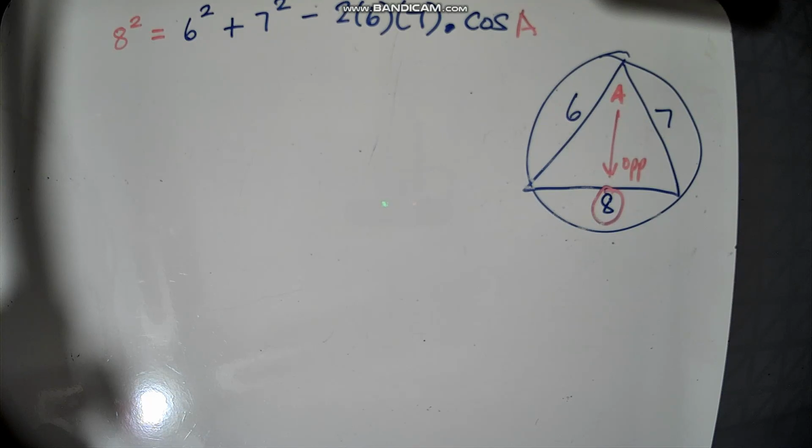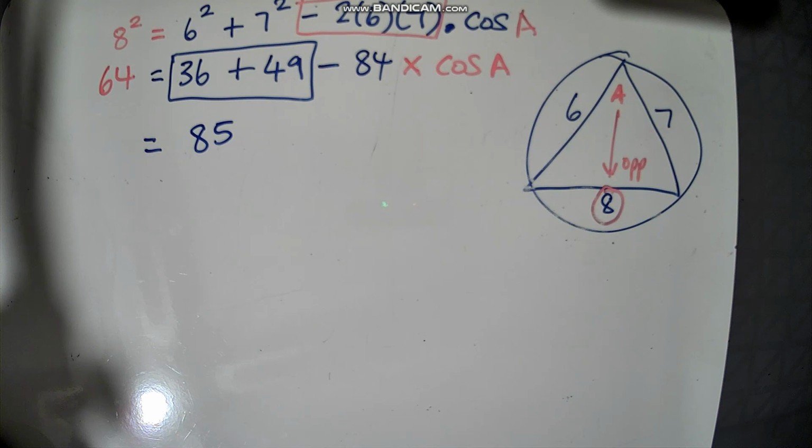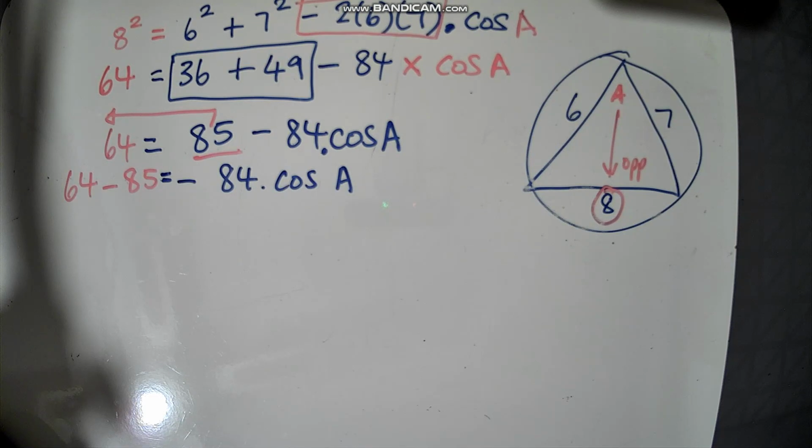So the best method here is to square all those numbers, write them as numbers, move it over, and then solve for A. 8 squared is 64. 6 squared is 36. 7 squared is 49. And all of this is equal to negative 84 times cos A. We can add up 36 plus 49 and then move it to the left hand side. 64 minus 85 will give us a negative 21.